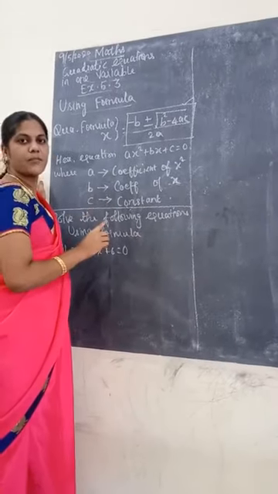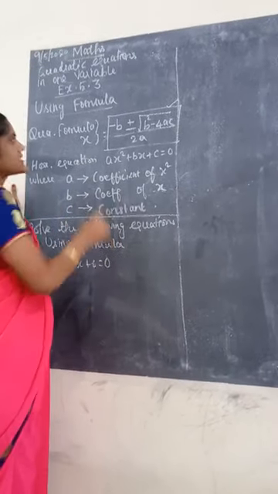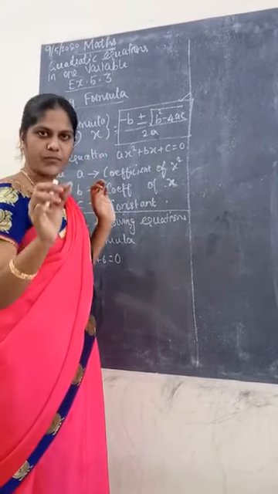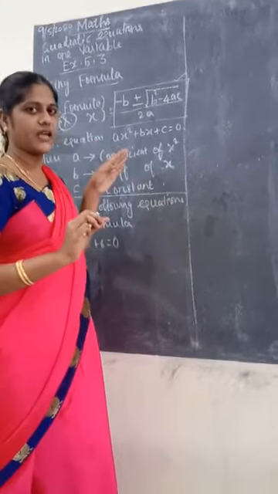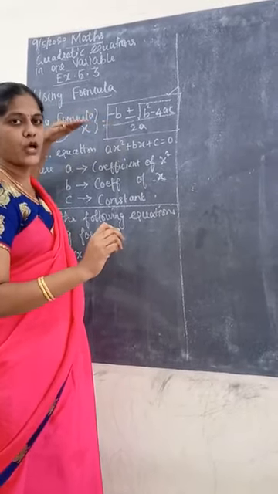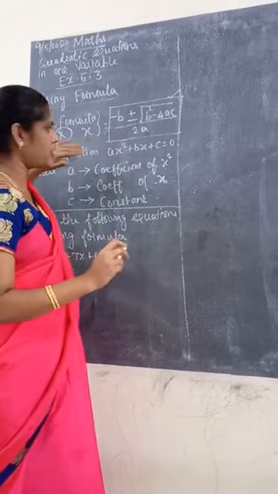From the board exam point of view, 99% they are asking only this formula. I mean, using the quadratic formula, solve this. Questions like this are very important. The formula is minus b plus or minus square root of b square minus 4ac divided by 2a.